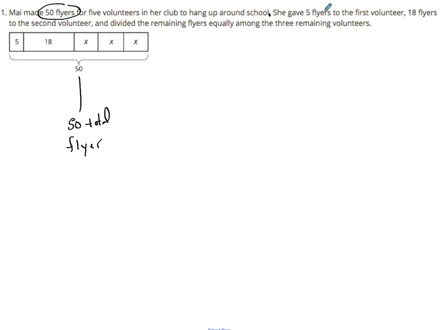Next, she gave 5 flyers to the first volunteer. Comma, stop. What part of my tape diagram is that one? She got rid of the first 5 flyers and gave them to the volunteer. So this 5 in the tape diagram is 5 flyers to the first volunteer.